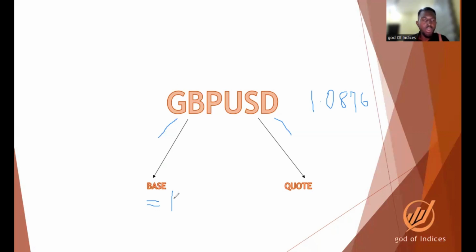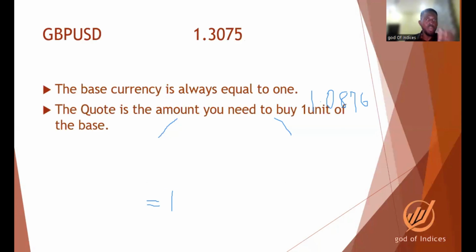So the base is always 1, and the quote currency is the quote for the base. So 1 GBP, 1 pound, is equal to 1.0876 United States dollars. This is a general rule of thumb for the currency pair. Okay, so I already said this: the base currency is always equal to 1. The quote is the amount you need to buy 1 unit of the base.